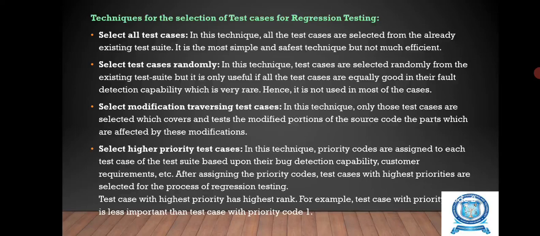Select higher priority test cases. In this technique, priority codes are assigned to each test case of the test suite based upon their bug detection capability, customer requirements, etc. After assigning the priority codes, these test cases with high priorities are selected for the process of regression testing. The test case with the highest priority has the highest rank.